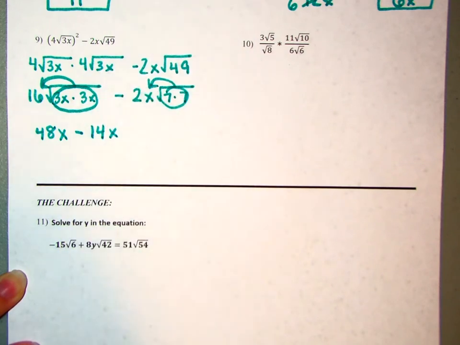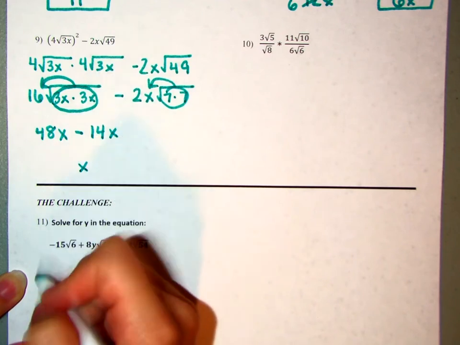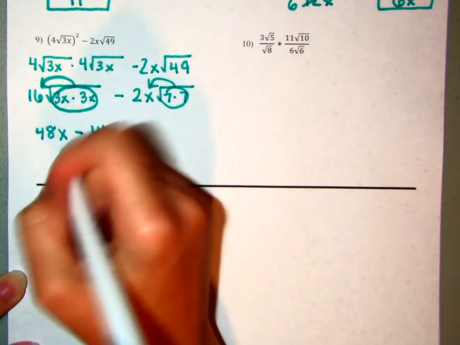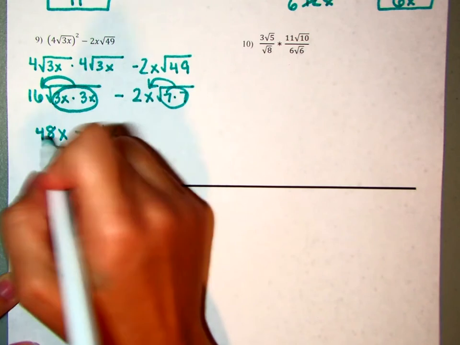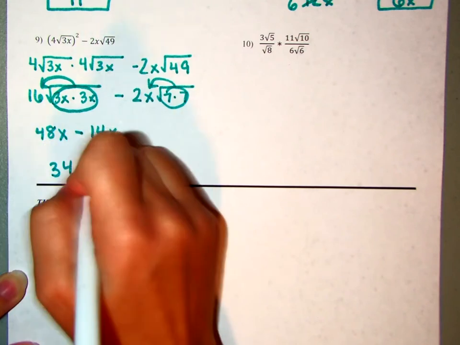And now what we have are like terms. So when you have like terms, you can keep the x, and now we're going to subtract. When we subtract, we have 48 minus 14, so 8 minus 4 is 4, 4 minus 1 is 3, so we're talking about 34x.